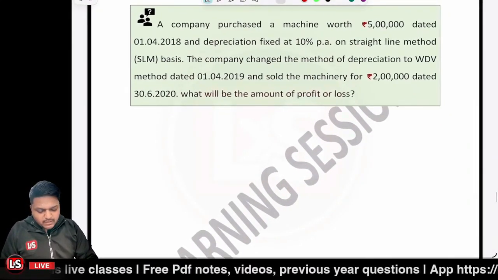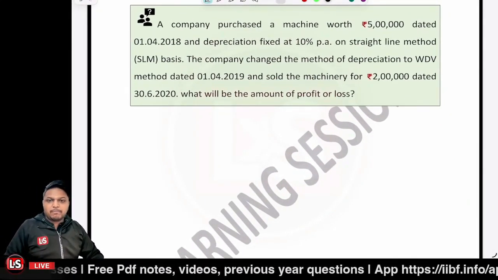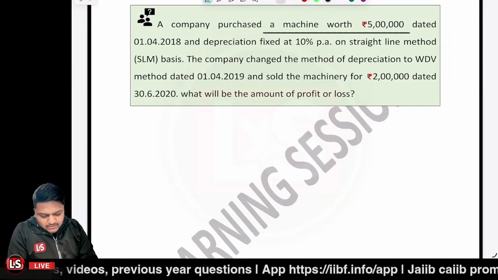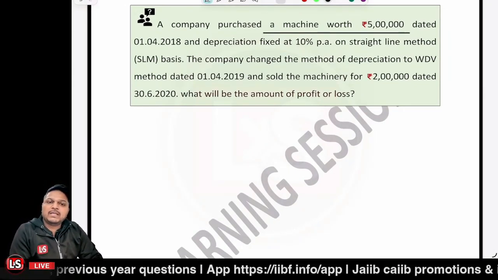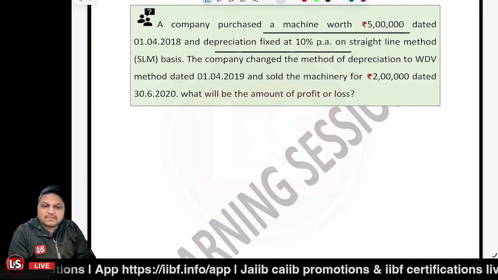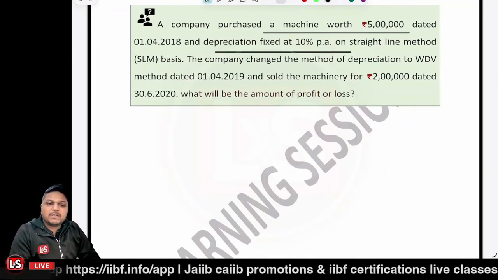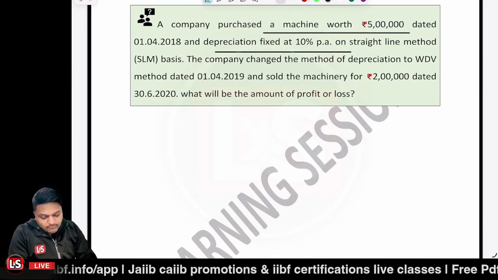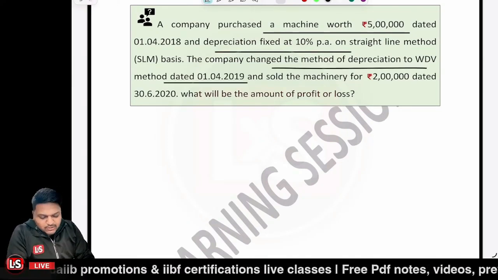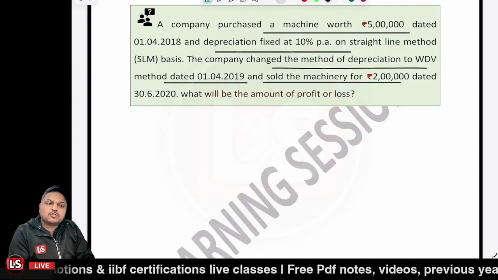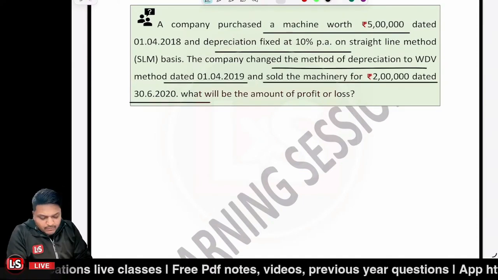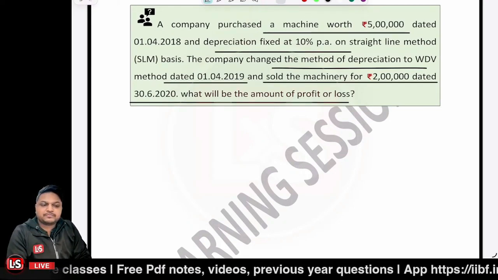Very important for your basics. A company purchased a machine worth rupees 5 lakh, dated 1st of April 2018. Depreciation fixed at 10% per annum on SLM method basis. The company changed the method of depreciation to WDV, dated 1st April 2019, and sold the machinery for rupees 2 lakh, dated 30th of June 2020. What will be the amount of profit or loss?